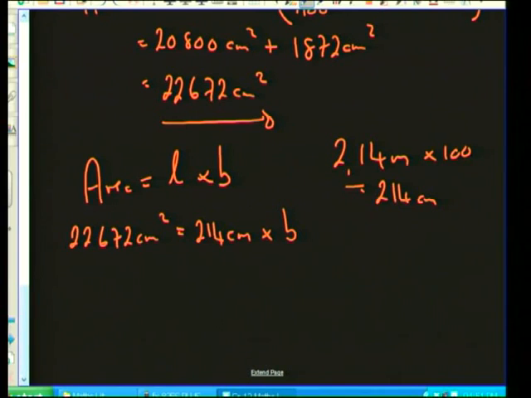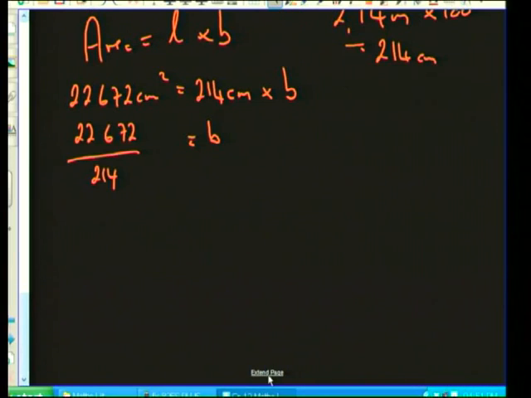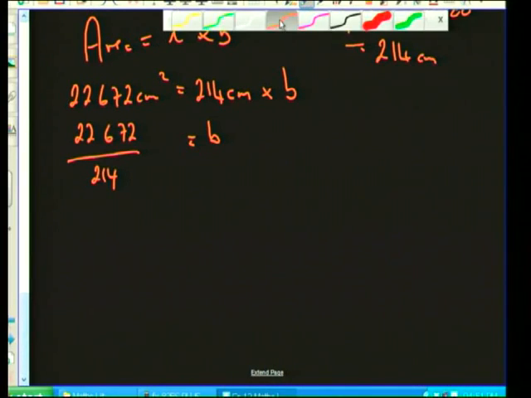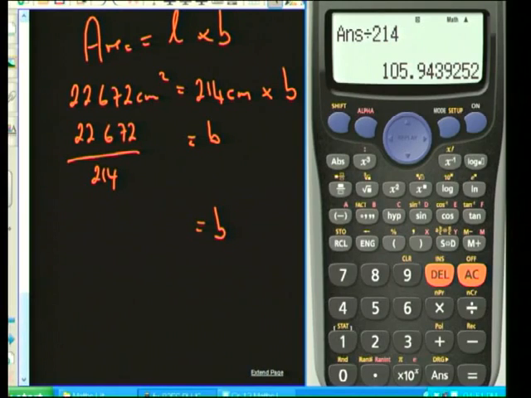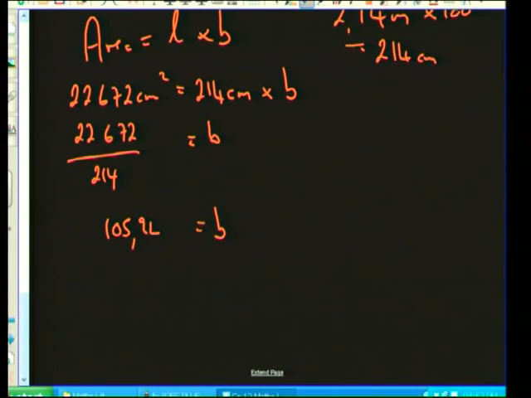How are we going to calculate the breadth? We're going to say the breadth is 22,672 divided by 214. Out comes the calculator. 22,672 divided by 214, and we get a width of 105,94. So my breadth equals 105,94 centimeters. Okay. Let's check.